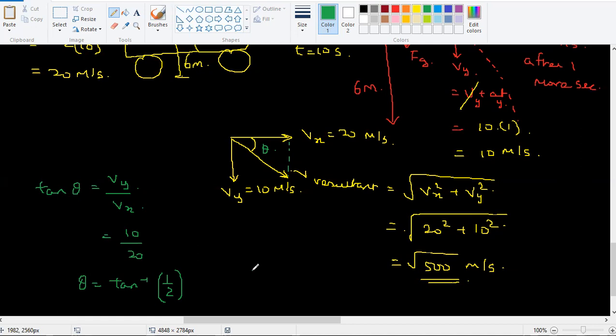Okay, so that means we found the magnitude of the velocity and then the direction of the velocity.